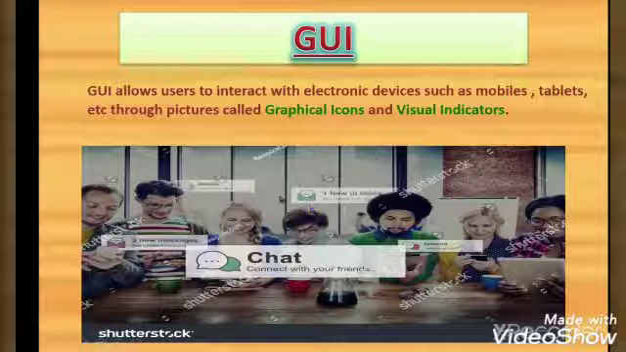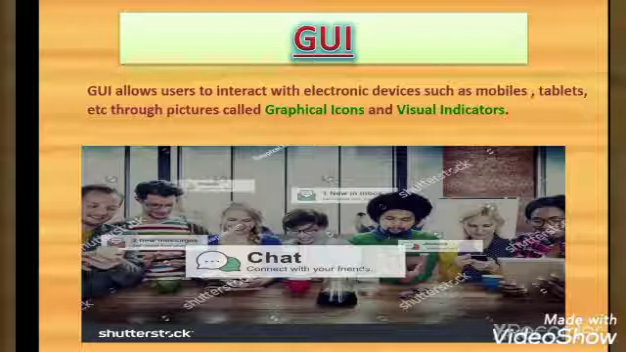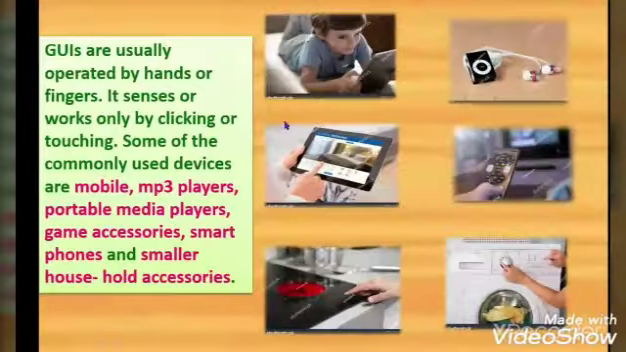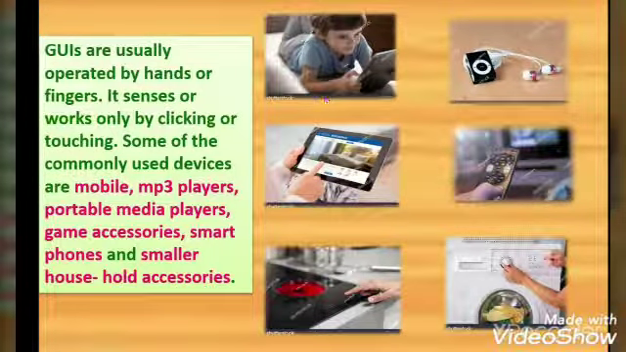GUI allows us to interact with devices like mobiles, tablets and desktops through pictures. All of them have pictures by which we can easily recognize what we have to do. So how do we operate these GUI devices? We operate them by hands or fingers.